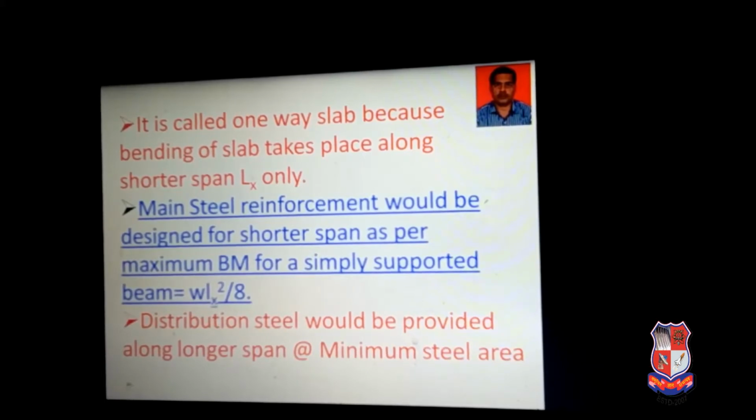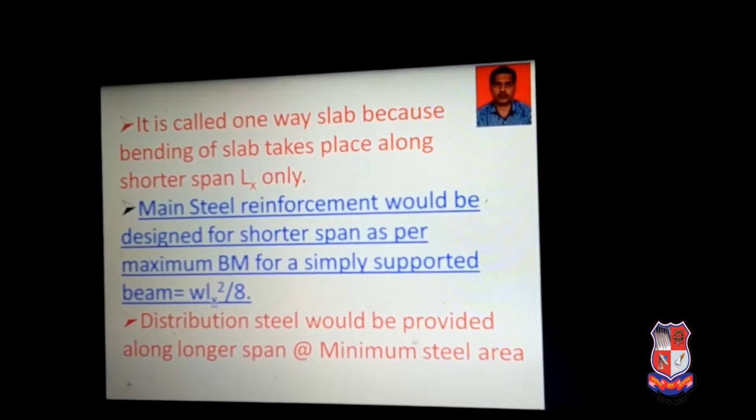So we can define a one-way slab. Why is it called one-way? It is called one-way because bending of the slab takes place along the shorter span Lx only. So out of the 2 dimensions, the shorter span and the longer span, the more important is the shorter span because this span is going to bend in a one-way slab.